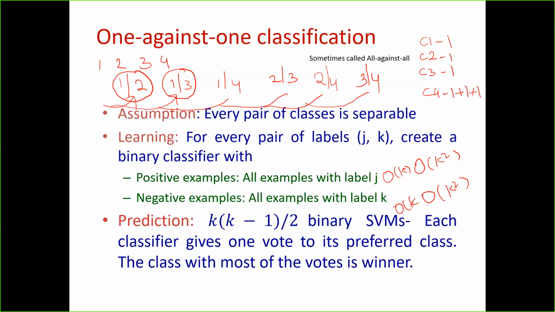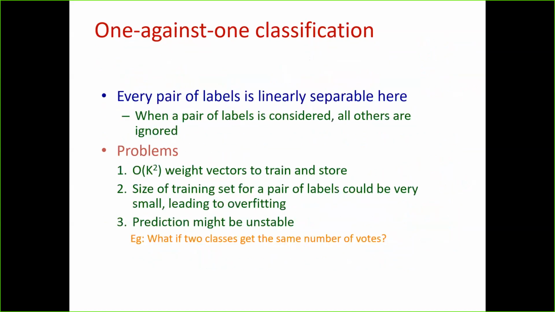What happens if the training data is smaller? There is a possibility of overfitting, right? So that issue is there with this. The problems are: order of k square weight vectors to train and store, which is a lot especially when the k value is huge, and the size of the training set for a pair of labels could be very small, which may lead to overfitting. Another problem is, what if 2 classes get the same number of votes? Again, there is uncertainty, right? Prediction might be unstable sometimes if you use random tie breaking rules. So these are the problems with 1 against 1.